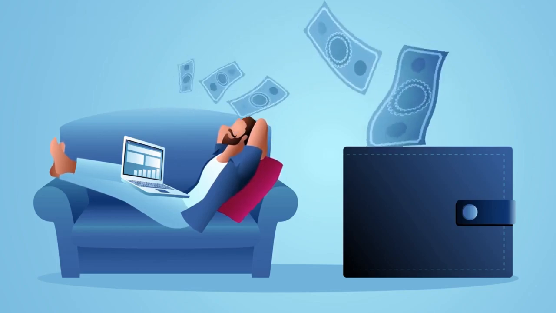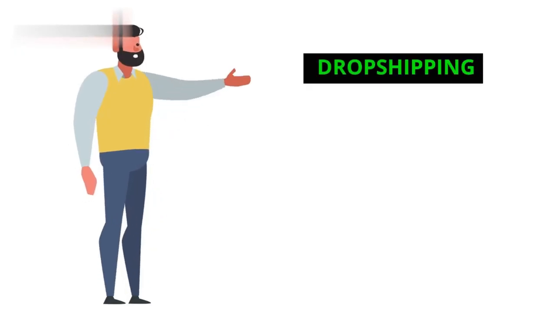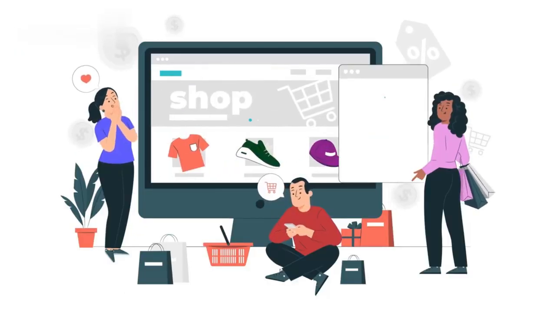Once it's made, it's money while you sleep. Number 5 is dropshipping. Start an online store and sell products without holding inventory. When someone buys, your supplier ships it directly. You just handle the marketing.